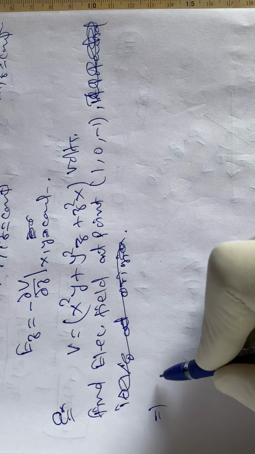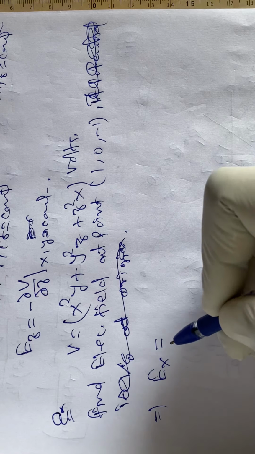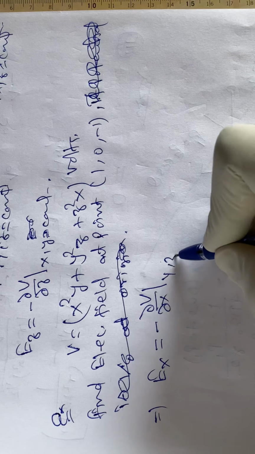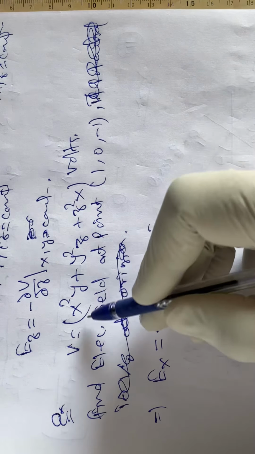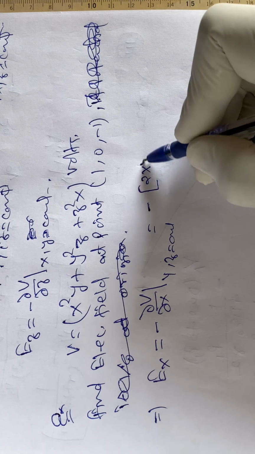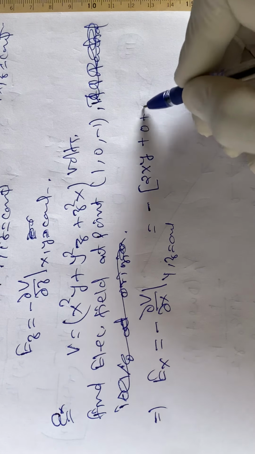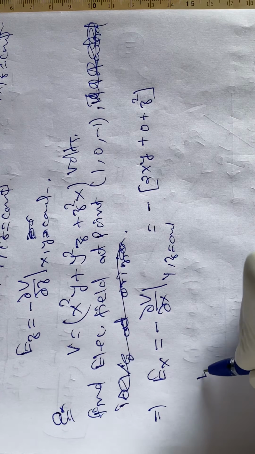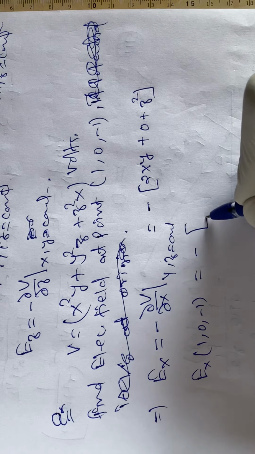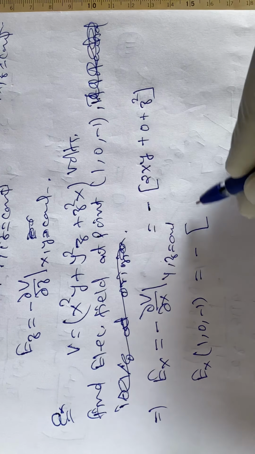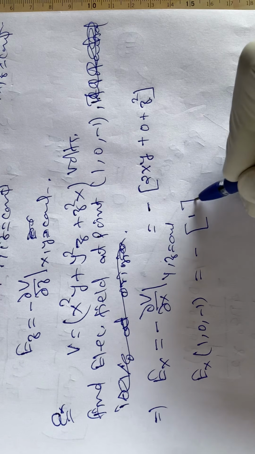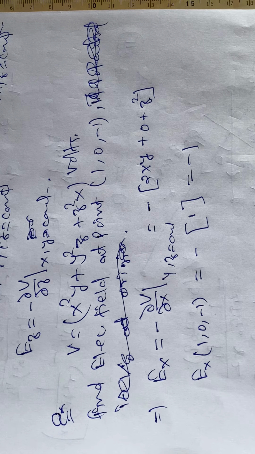See how we'll do it. First we find electric field along x-axis, that will be minus of del V over del x, keeping y, z as constant. So if you differentiate this, it comes out to be minus of 2xy plus 0 plus z square. If we put this value at point 1, 0, minus 1, this will come out to be minus, z is minus 1, that's plus 1, so it comes out to be minus 1.